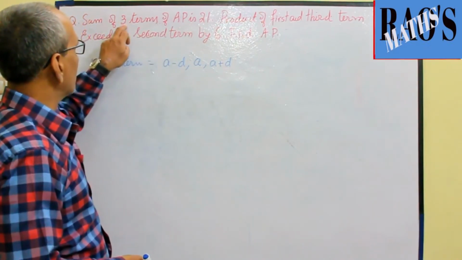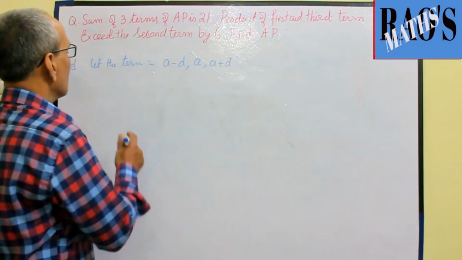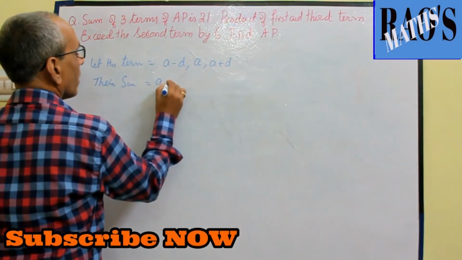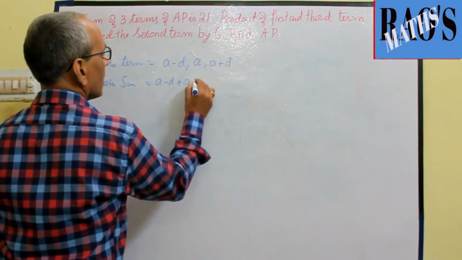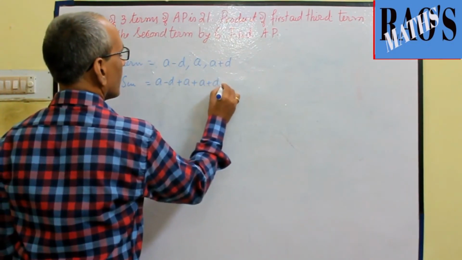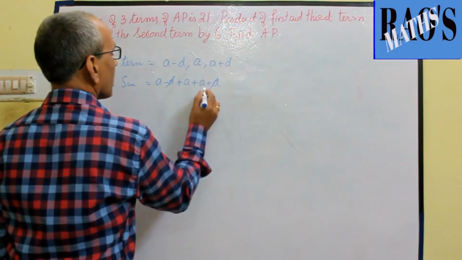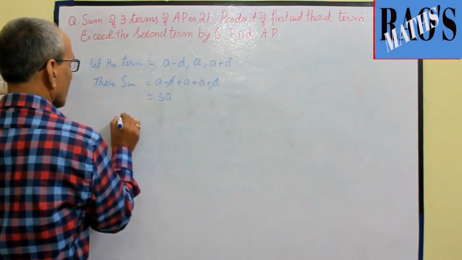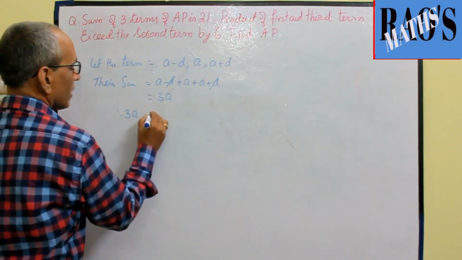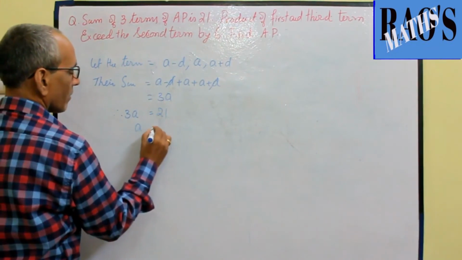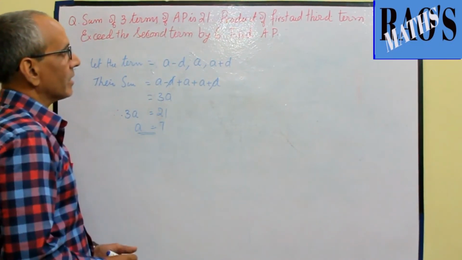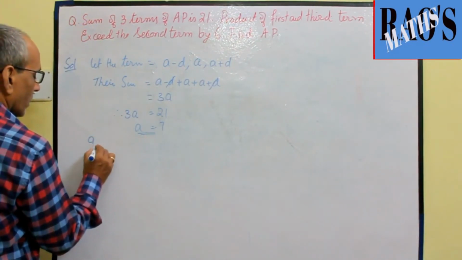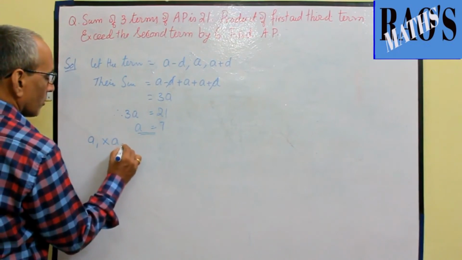You are given the sum of three terms, that is the sum of these three. So their sum, that is a minus d plus a plus a plus d. Minus d plus d cancel, you remain with 3a, which is equal to 21. Therefore 3a is equal to 21, whereas a we get 7. Okay. Now let's get the product of the first and third. So term 1 into term 3.